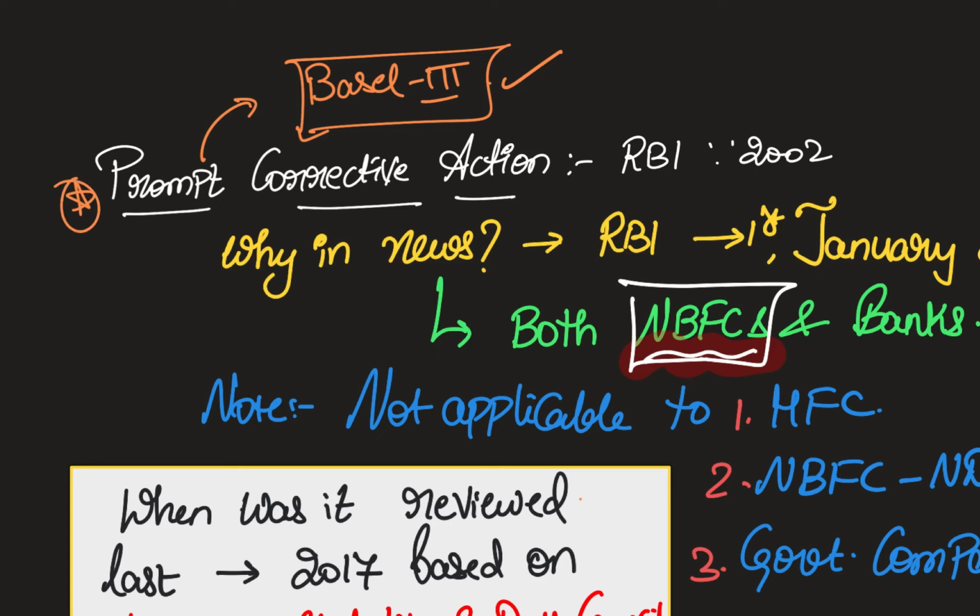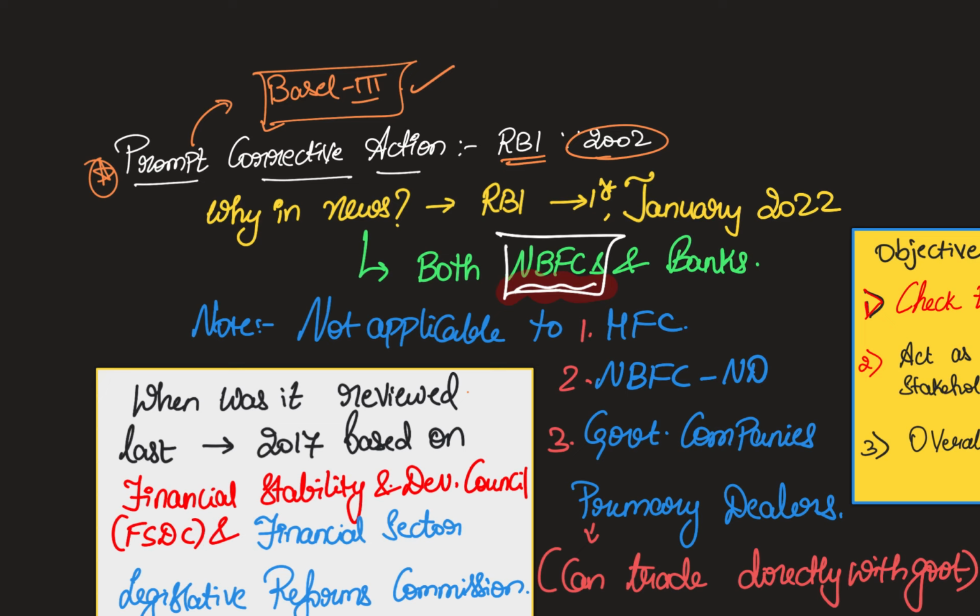A framework called the Prompt Corrective Action Plan, which RBI introduced in 2002, will come into action. Now, why are we reading this? What is the latest update? Recently, around 5th November 2021, RBI decided that we have to implement new standards for this Prompt Corrective Action Plan. So, what does this mean? Let me explain in detail.